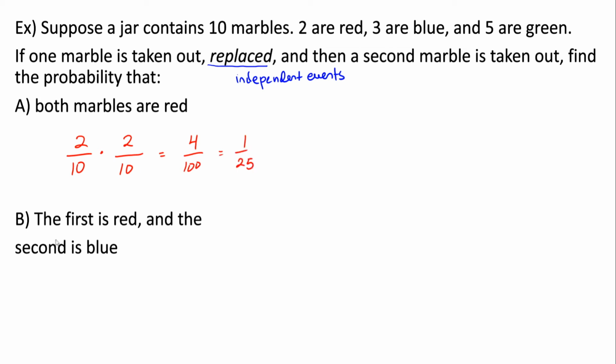For B, we're looking for the probability that the first is red and the second one is blue. The probability that the first marble is red is still going to be 2 out of 10, and the probability that the second is blue will be 3 out of 10.